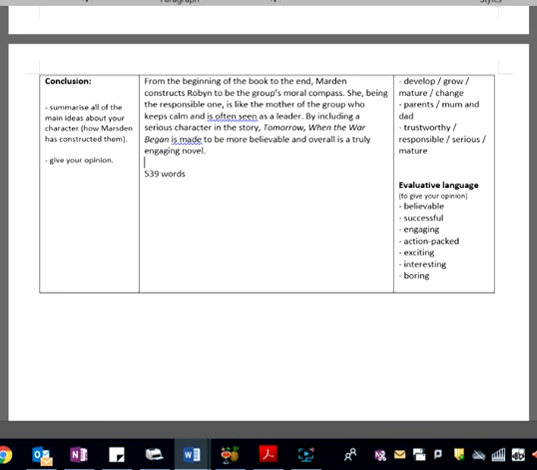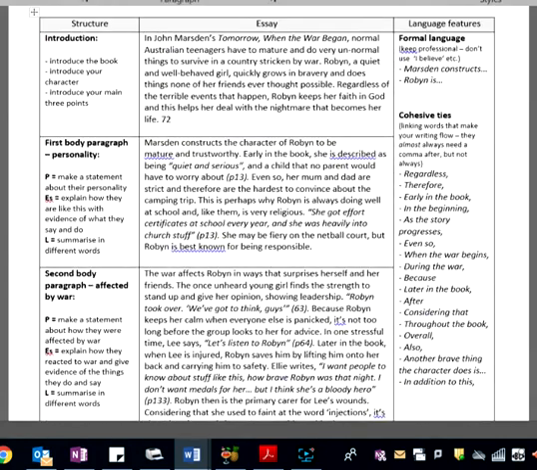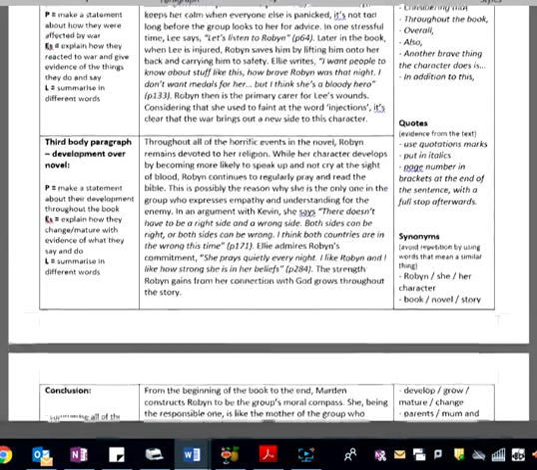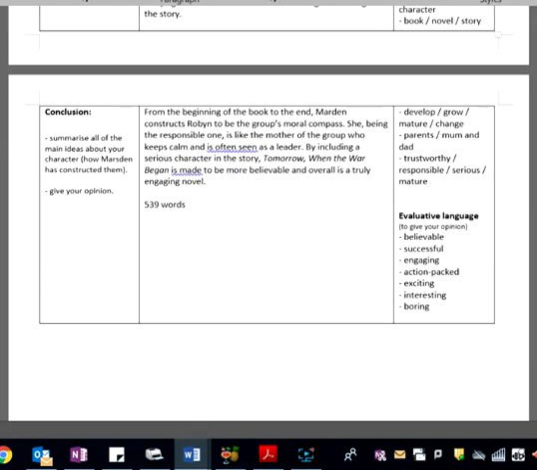Let's break that down. Did I summarize my main ideas about Robin? Okay, I've said that Robin is like the group's moral compass. And I've said this before when I said that she is mature and trustworthy, responsible, that she is the only one who is able to express empathy and understanding for the enemy. That means that she is moral, or that she's just, she's fair.